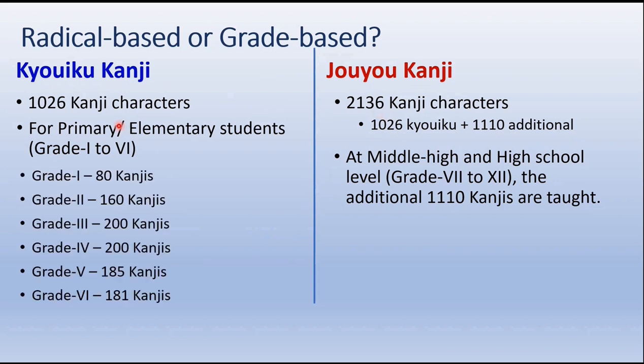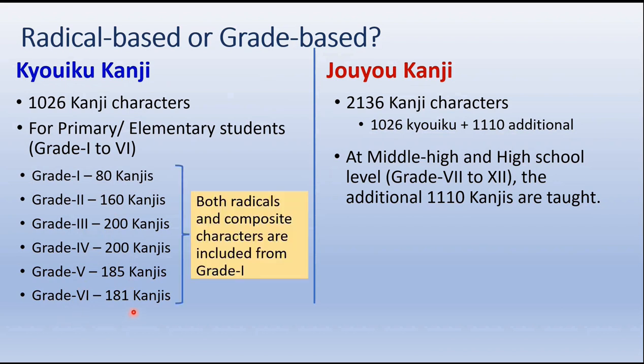Now, at the elementary level, the grade-wise demarcation is given here. In grade 1, 80 kanji symbols are to be learned, grade 2, 160, grade 3, 200, grade 4, 200, grade 5, 185, and grade 6, 181 kanjis. And both radicals and composite characters are included from grade 1 itself.